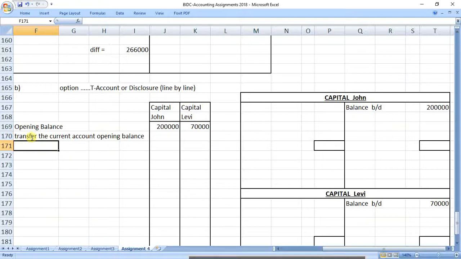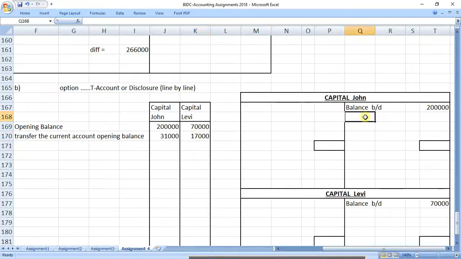What did they have as opening balances? John had an opening balance on his current account of 31,000. This is positive, so it's going to increase his equity. So 31 is going to go up, and Levy had 17.